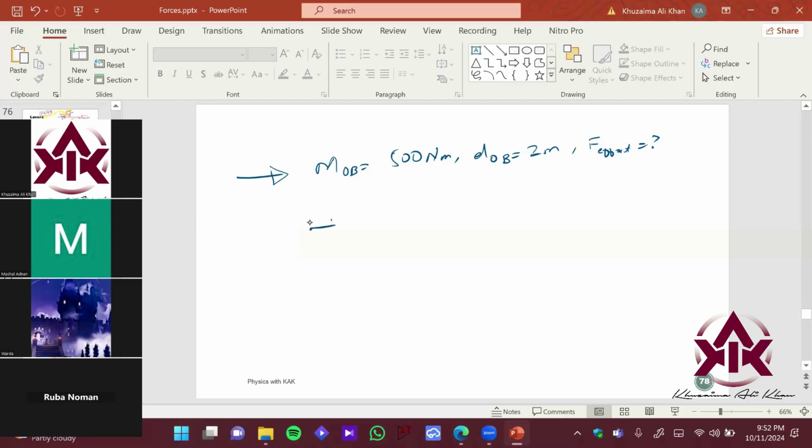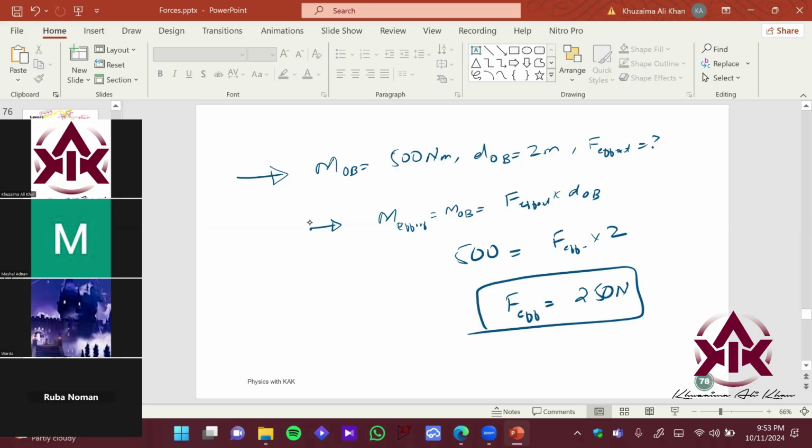Again, what is the formula of moment? I'm finding the moment of, let's say, effort. That is going to be moment of OB. I want to pick up this much load, so that is going to be force of effort times distance OB. So this is 500 equals F effort times 2. Let's find the force that you need to apply to pick up the stone. That is going to be 250 newtons.